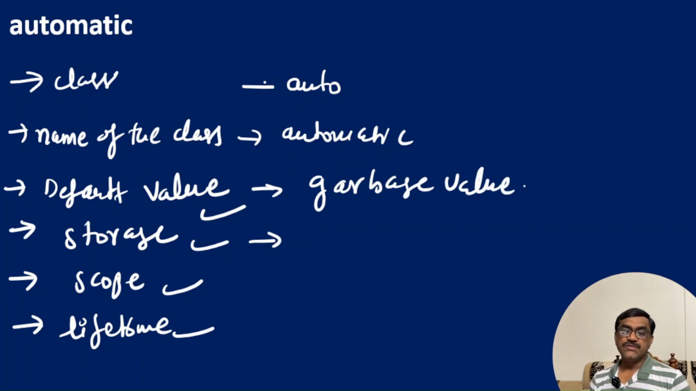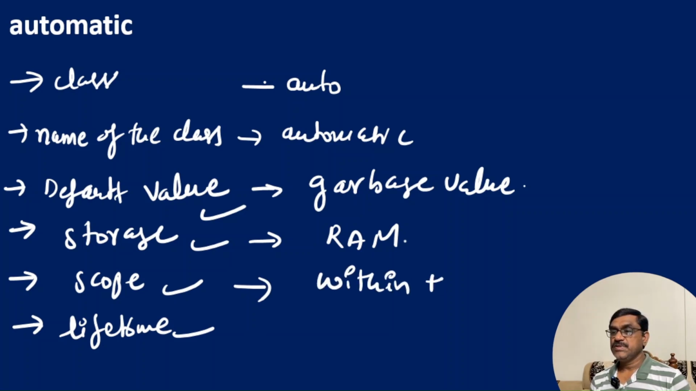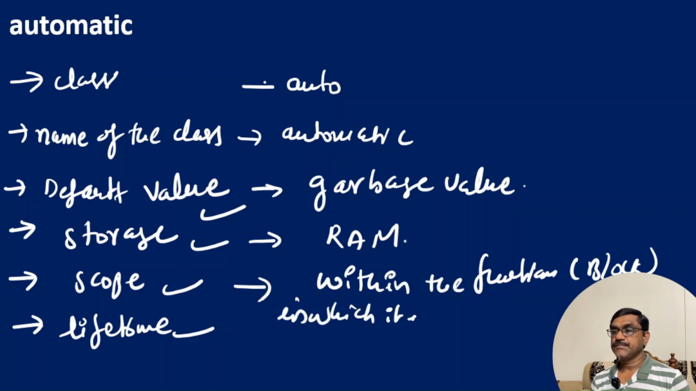Now, storage, where the variable is going to be stored. Automatic storage class variables are going to be stored in RAM, random access memory. Now, what is the scope? The scope of automatic storage class is within the function in which it is declared, or we can say another one is block. Within the function or block in which it is declared.